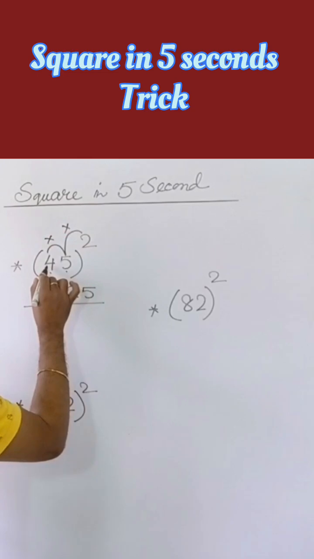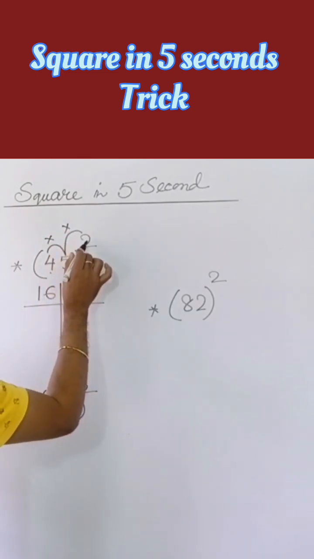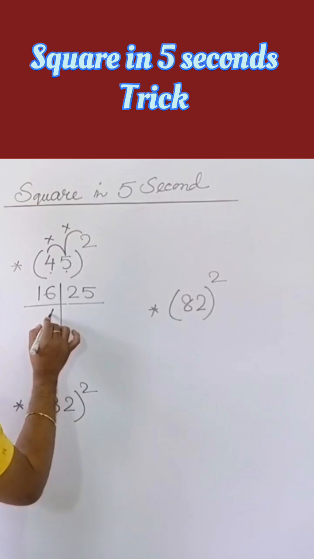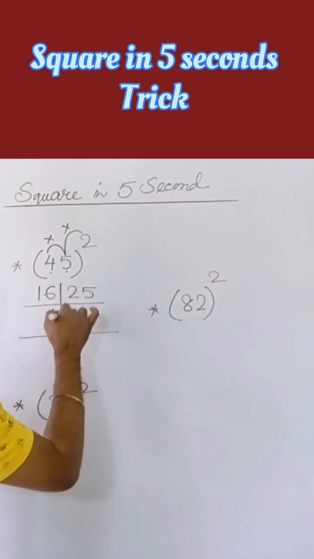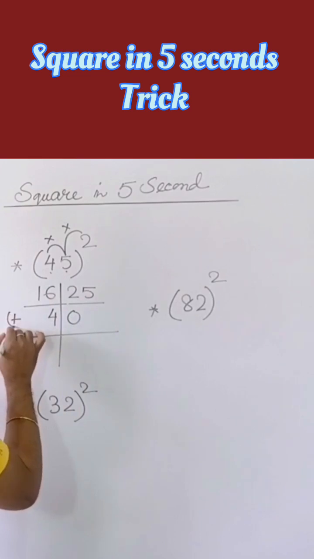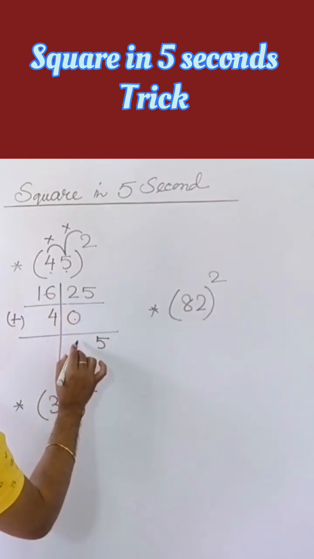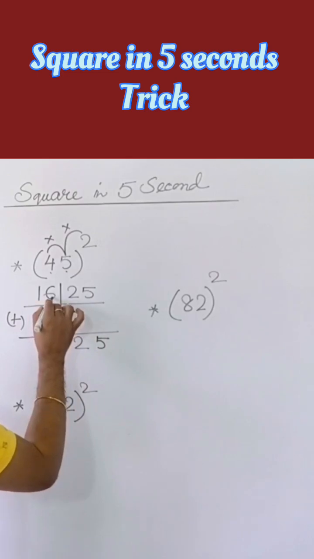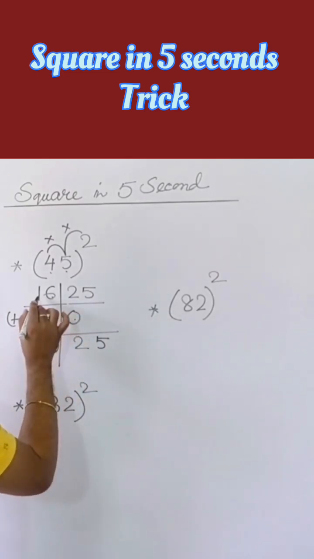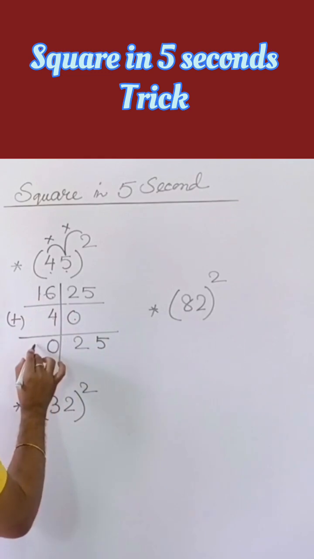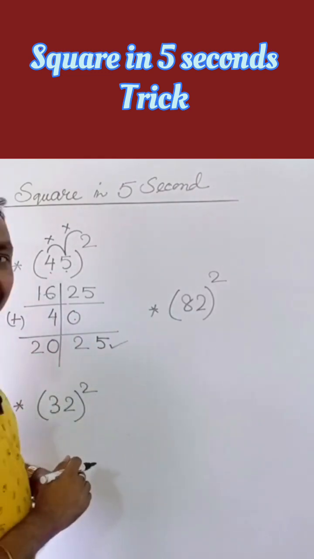So it will be 4 fives are 20, 20 into 2, 40. 40 I'll write here in this pattern, right? Now I'll add these numbers, addition. So here is 5, 2 plus 0 is 2, 6 plus 4 is 10. So 0 here, carry 1. So 1 plus 1, 2. That is, 2025 is the correct answer.